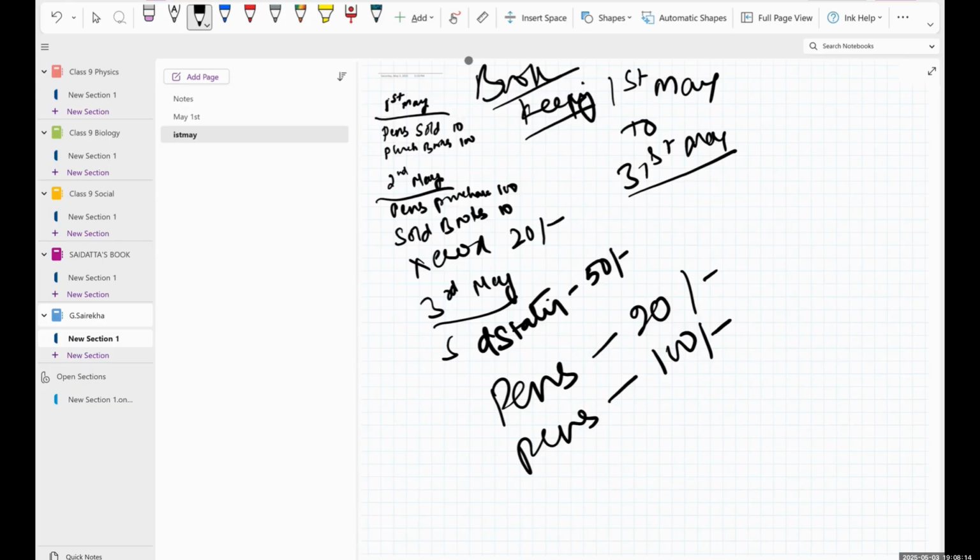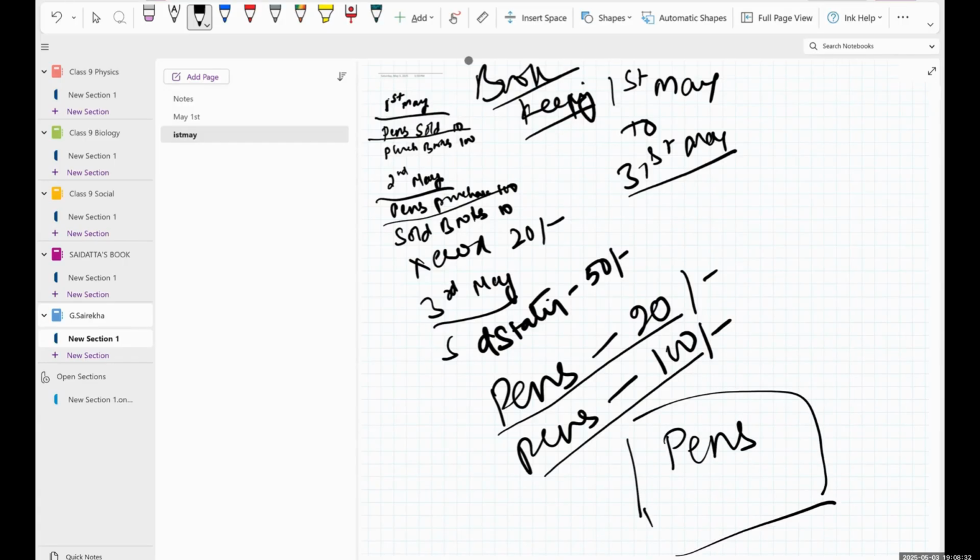Now, what is an account? Just here, as an example, I have given you 1st, 2nd, and 3rd. Suppose 3rd May is the end. After 3rd May, you identify all the similar items. Here, the similar items are pens. You open one separate page in the bookkeeping and put a heading, pens, and you write P means purchase, S means sale.